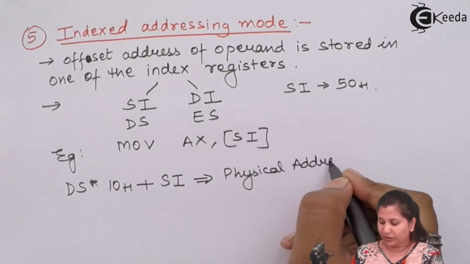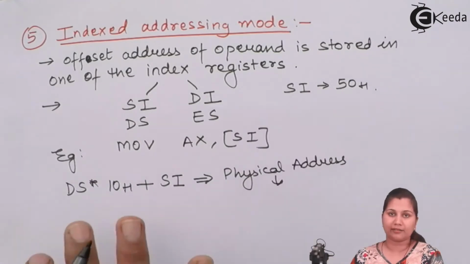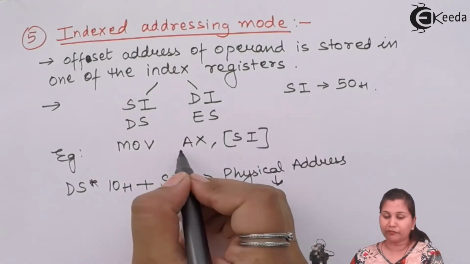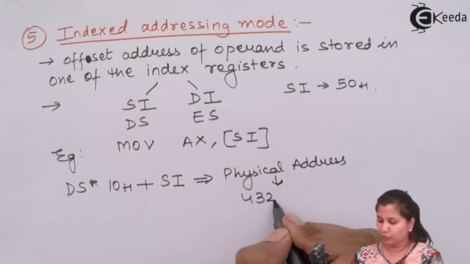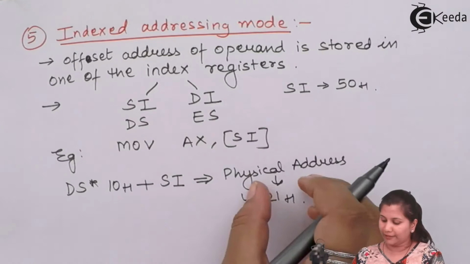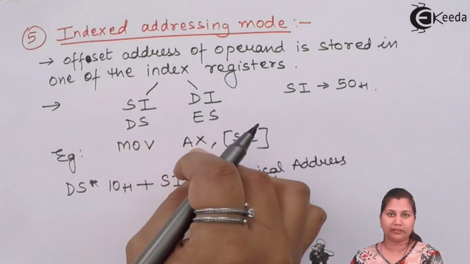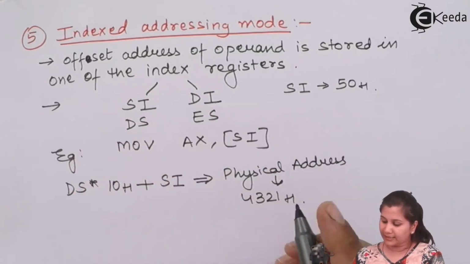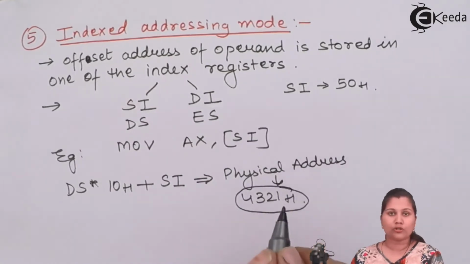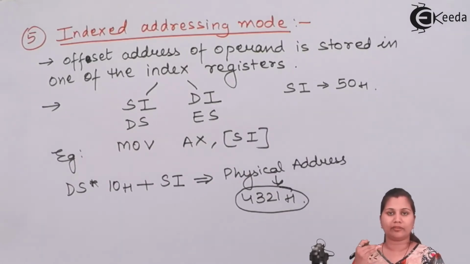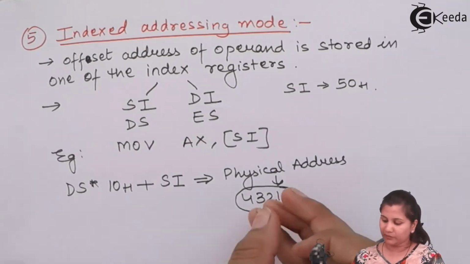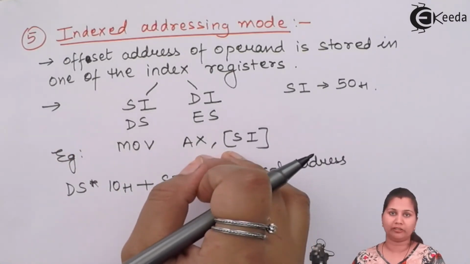Means the address of the memory location where the data is stored. So that data will be moved into the accumulator register. Suppose 4321H is stored there, so that will be moved into the accumulator register. It is a 16-bit number, so at the memory location, first the 8-bit data will be stored, and incrementing it by 1, the next memory location will be storing the second 8-bit data. In this way the data will be moved into the accumulator register.